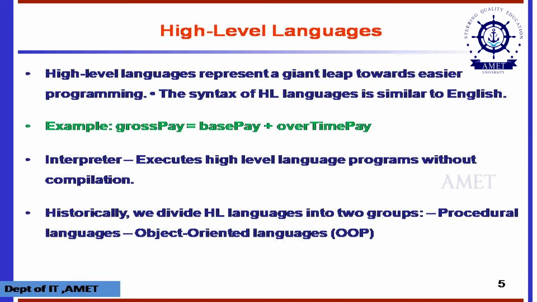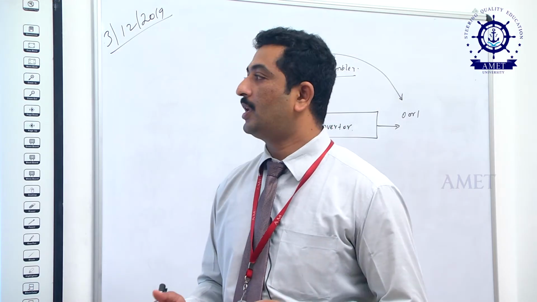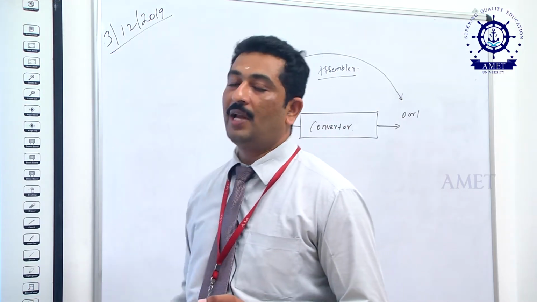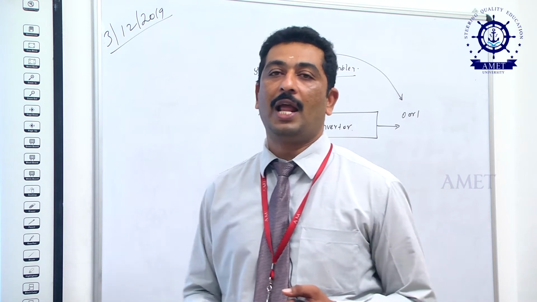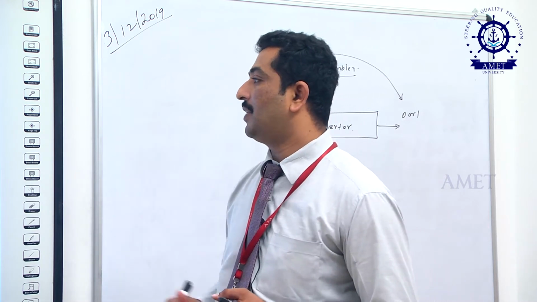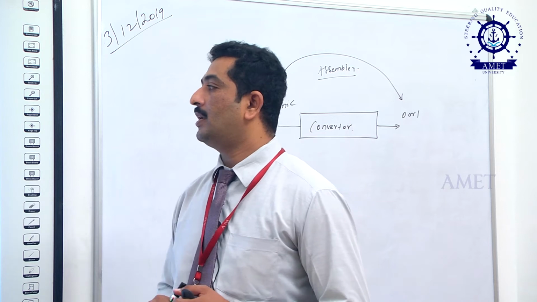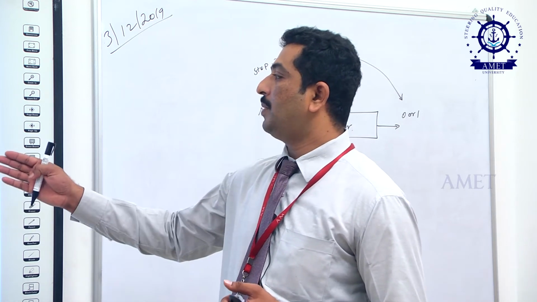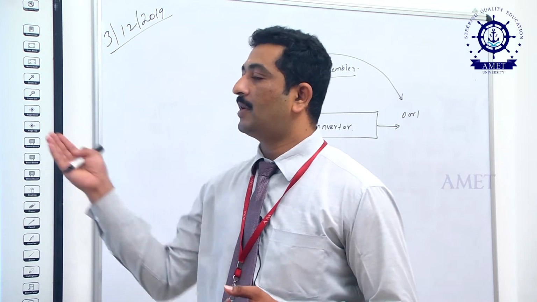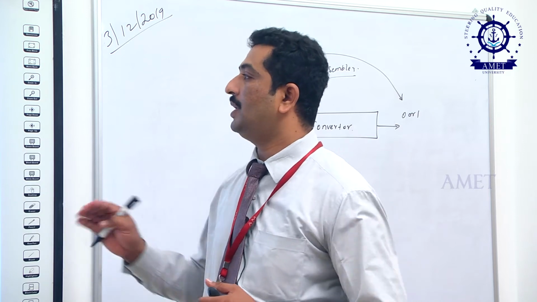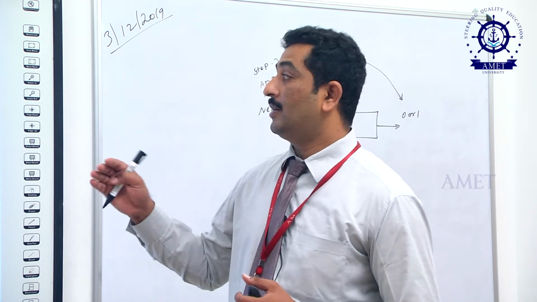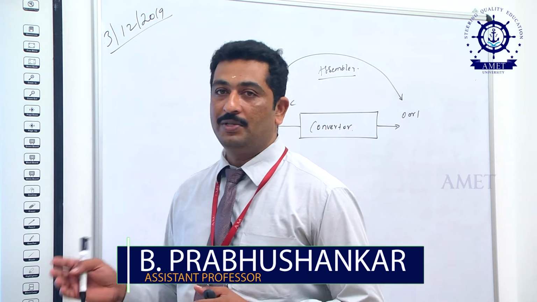The next one is high level language, which is called modern language. High level languages represent a giant leap toward easier programming. Every programmer finds programming very easy, so we use high level language. High level language means our natural, spoken or written language. For example, we can find gross pay equal to basic pay plus overtime pay. We can do such calculations easily in a high level language, but it is very difficult for machines to understand.